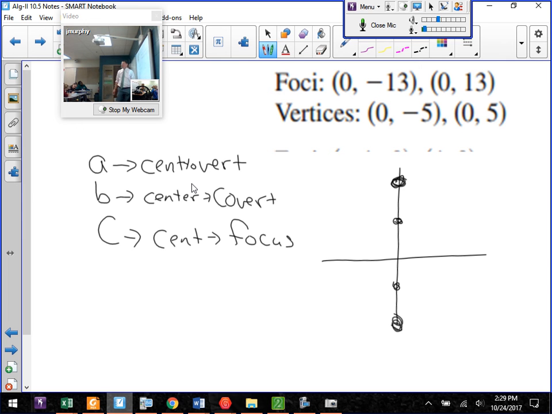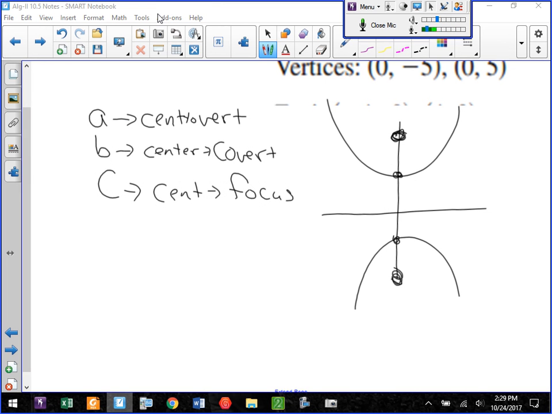What direction is this opening? Yeah, it's up and down. This has to open up and down. So what comes first, x squared or y squared? Y squared. So your y squared stuff comes first. So you're going to have y squared over a squared minus x squared over b squared is 1.